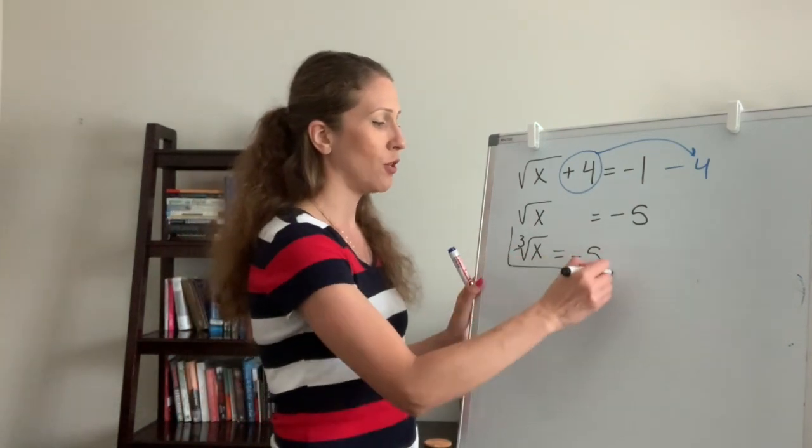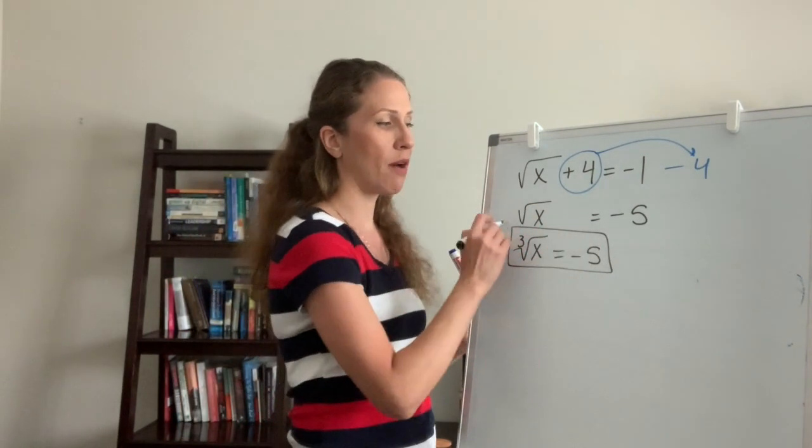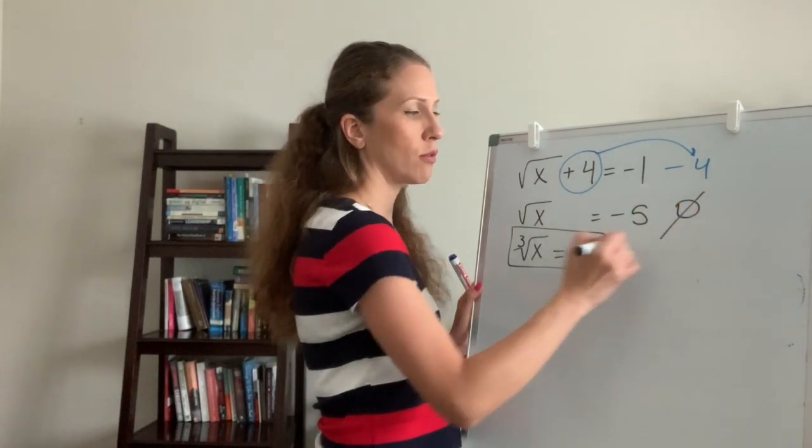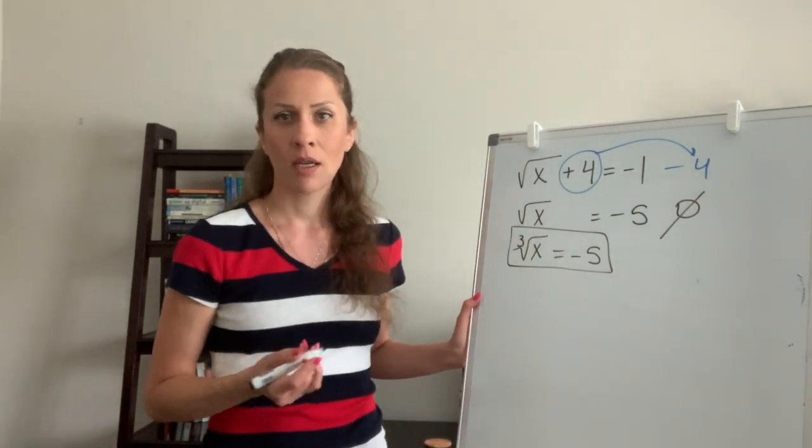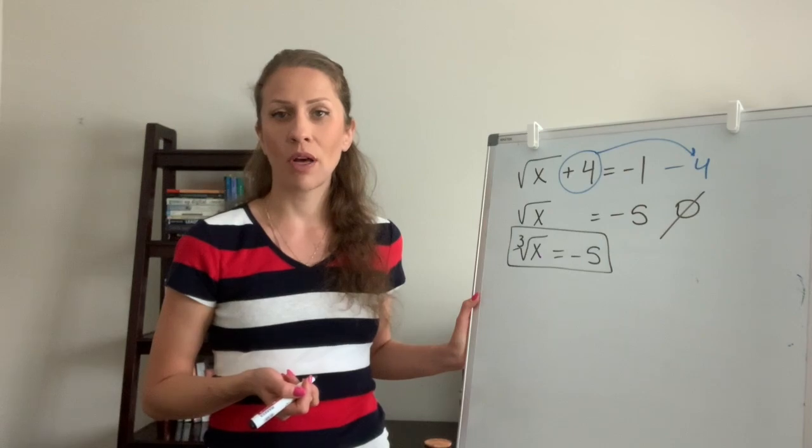So this is fine and you can continue solving it. This, however, has no solution. A solution is an empty set. This is it. This is how you solve radical equations.